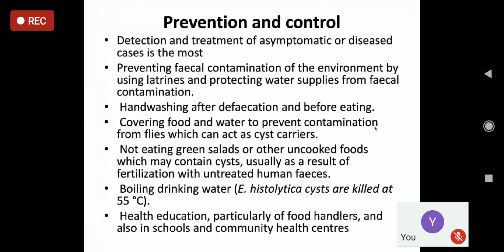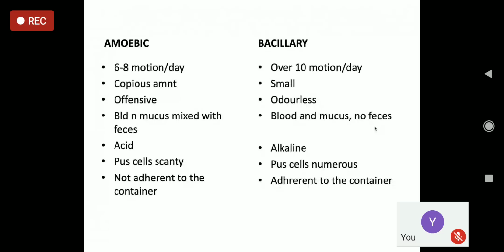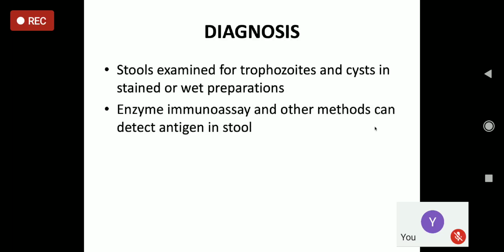Okay, so these are the basic differences between amoebic dysentery and bacillary dysentery. Now, diagnosis. Diagnosis can basically be done by demonstration of trophozoites and cysts in a stool sample. So what we will do in this case is collect the stool sample and make a wet smear preparation.